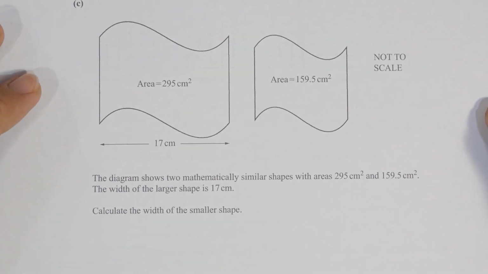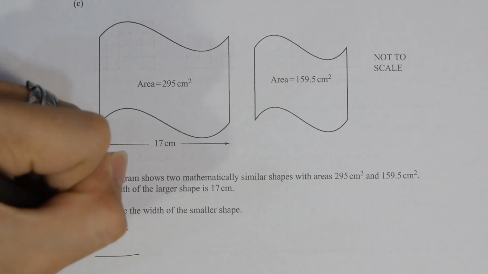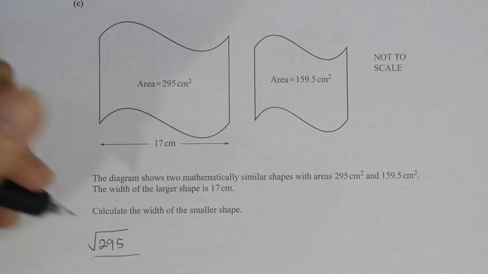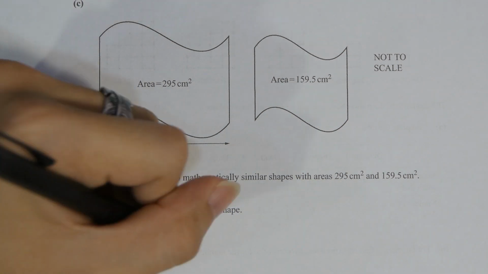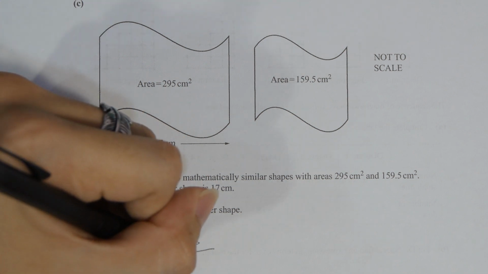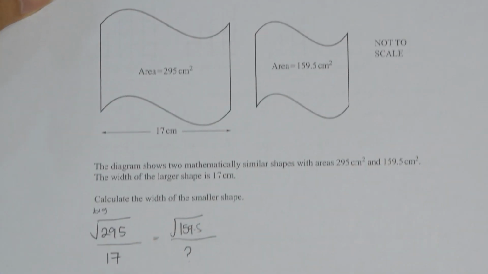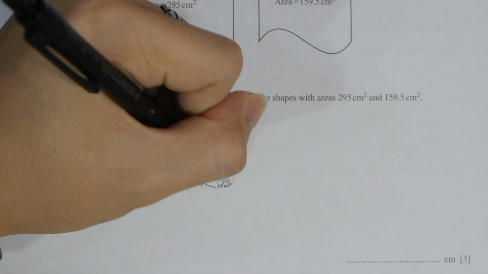Question C, okay, this is actually the mathematically similar question. So for area, please remember to square root them. Okay, so the bigger area, square root 295 over the 17 equals the smaller one, which is square root 159 over the unknown. So the unknown after the calculation will be 12.5.